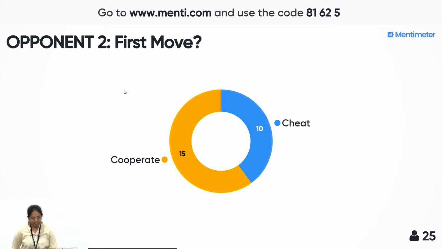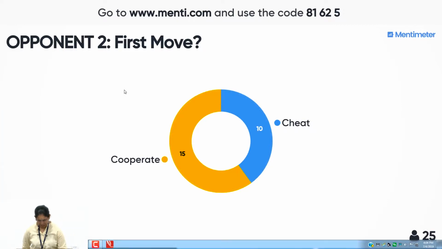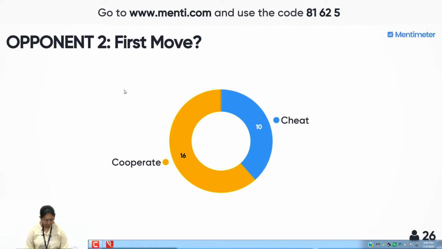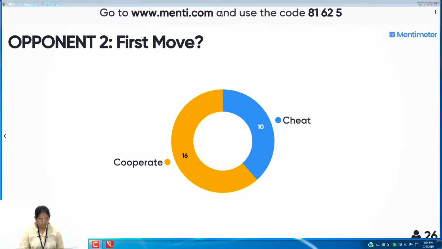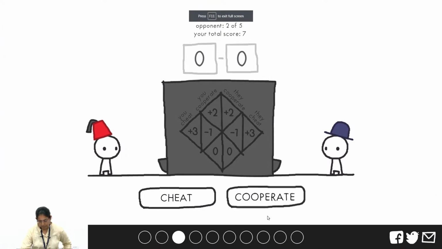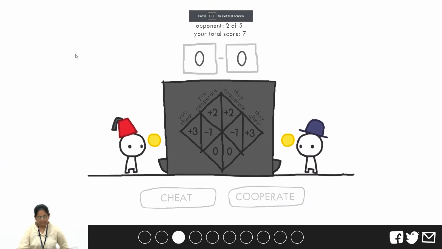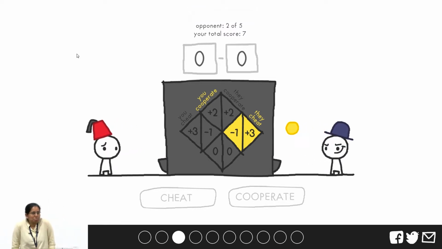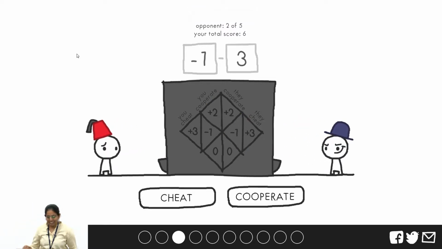Okay, this is a clear majority for cooperate, so it's not going to change. So you start out cooperating. No dice. Your intentions were good, but you got cheated in the first round. This is like what you were doing with the previous player, right? Okay, so you get a taste of your own medicine.